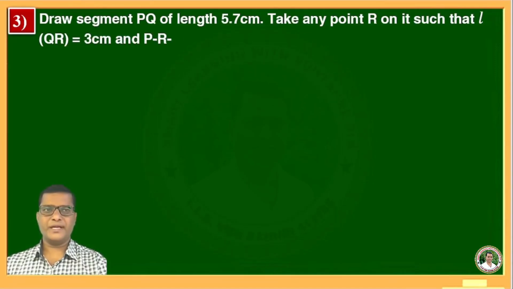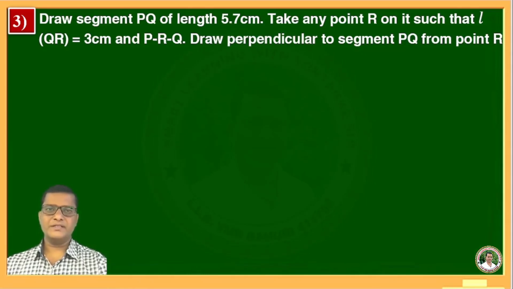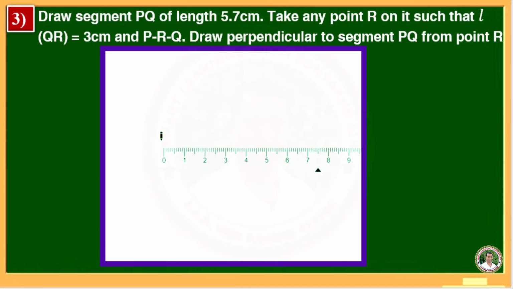Third question is, draw segment PQ of length 5.7 cm. Take any point R on it such that length of QR is equal to 3 cm and PR is equal to 2.7 cm. Draw perpendicular to segment PQ from point R. Means in this sum, draw the perpendicular to the segment from a point that lies on the given segment. Now see the construction of this. Now answer of third question.